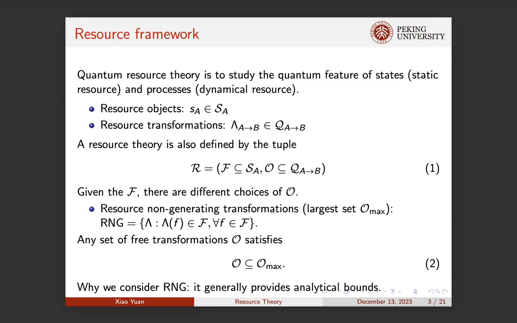So this is actually the largest set of free transformations, because a resource non-generating transformation takes a free resource to a free resource. So why do we consider resource non-generating transformations? Because it is the largest one. So any set of free transformations should be a subset. And generally, it gives very good analytical bounds.